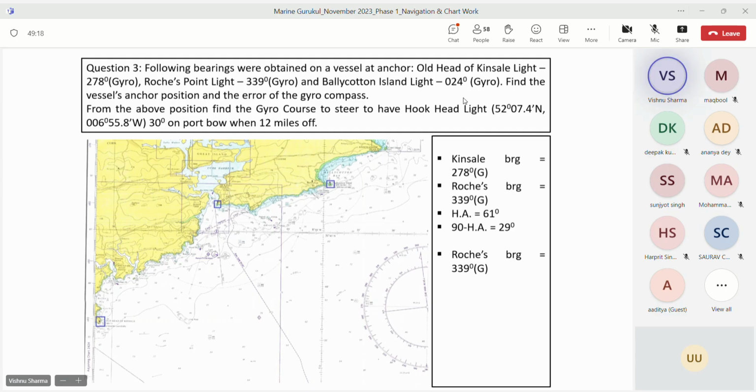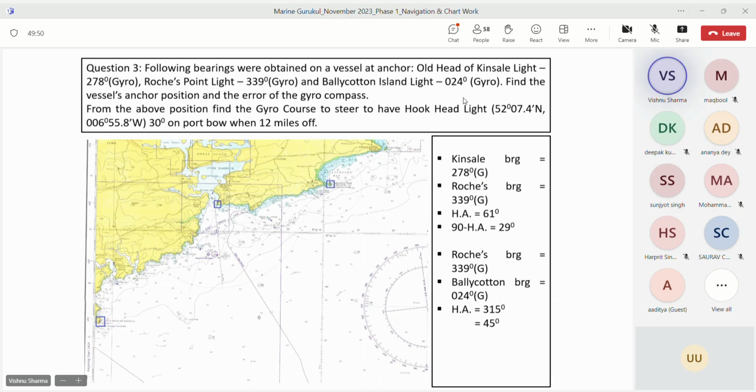Roches bearing so much, Belly Cotton bearing so much. What is the horizontal angle? 45. Anybody who's not getting 45, please let me know. The difference between the two is 315, but we said horizontal angle maximum value can be 180. So if our difference in bearings is coming more than 180, we'll subtract from 360. So horizontal angle is 45. 315 is same as 45, right, beta? Right, sir. Okay.